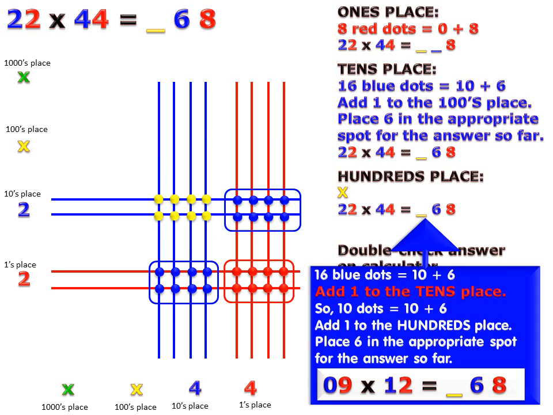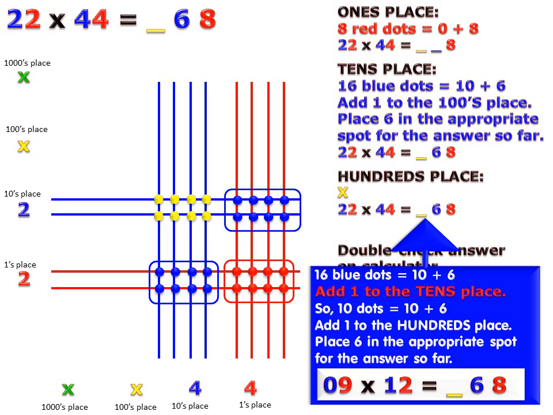So now we're going to write that in above. Counting our blue dots, you see that we have 16 blue dots, which would be 10 plus 6. So that 10 we have to carry over. So we're going to add 1 to the tens place in the next round.